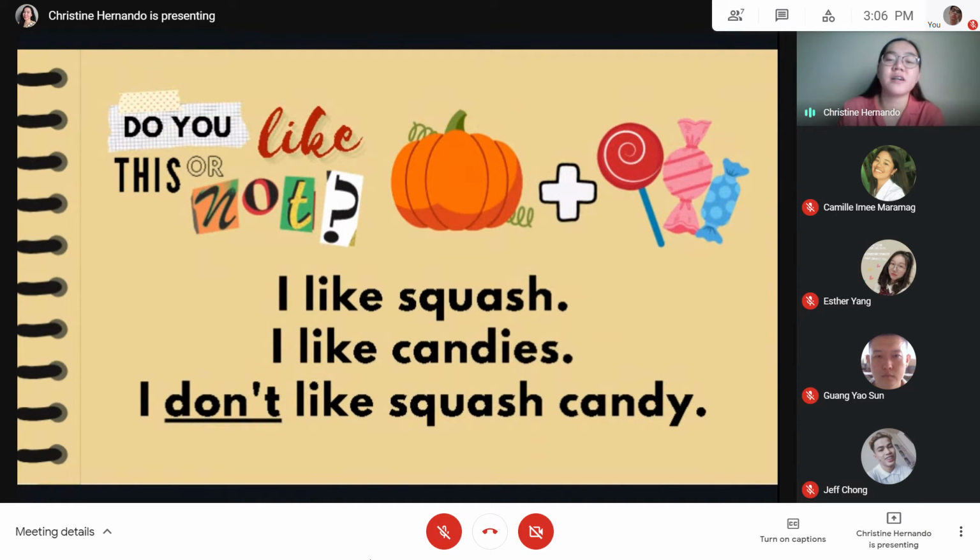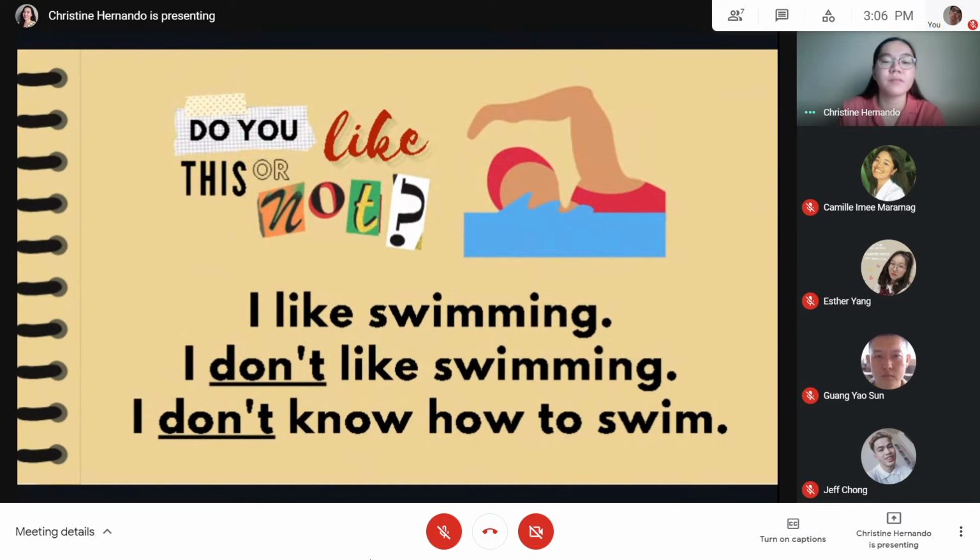While in the next set of pictures, the squash and the candies, your classmates told us these sentences. I like squash, I like candies, but I don't like squash candy. In this picture, we have the sentences: I like swimming, I don't like swimming, and I don't know how to swim.